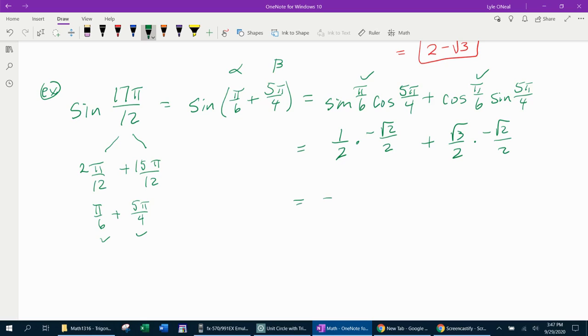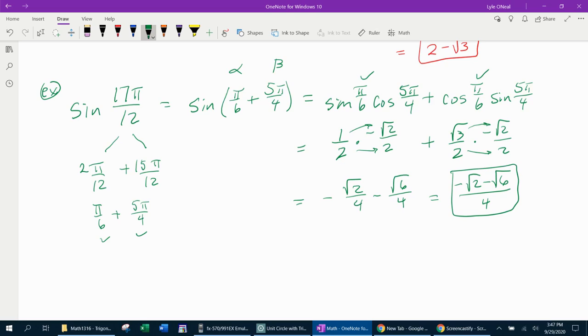So we're going to have negative square root of 2 over 4 minus square root of 6 over 4. Remember, you multiply the tops and the bottoms together. And when you multiply radicals together, you multiply their radicands. And then we can simplify this one more step, and we can say negative square root of 2 minus square root of 6 over 4, because those have a common denominator. And that should be the final answer, simplified completely, and that is rationalized.